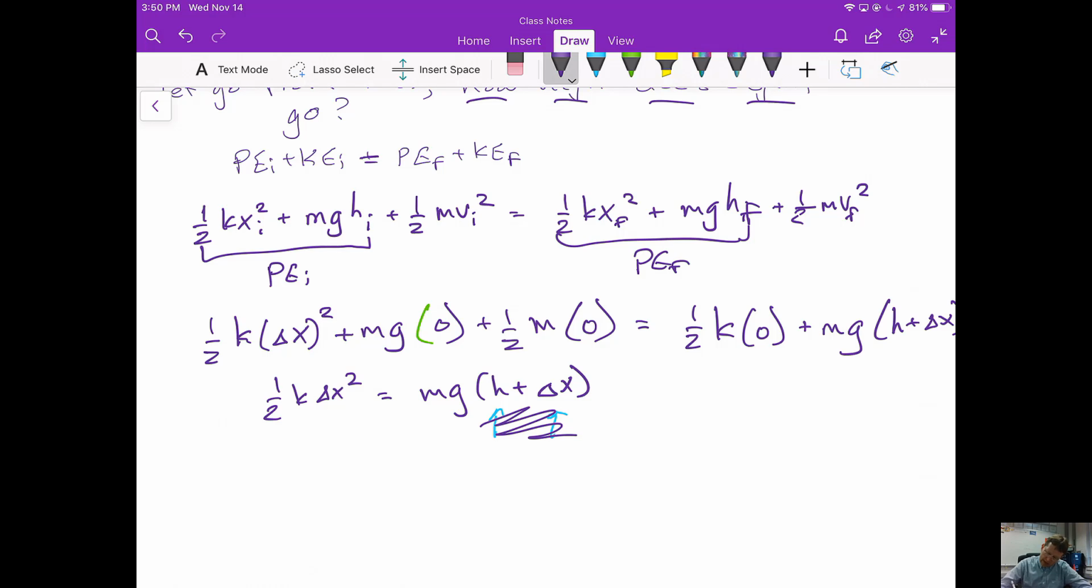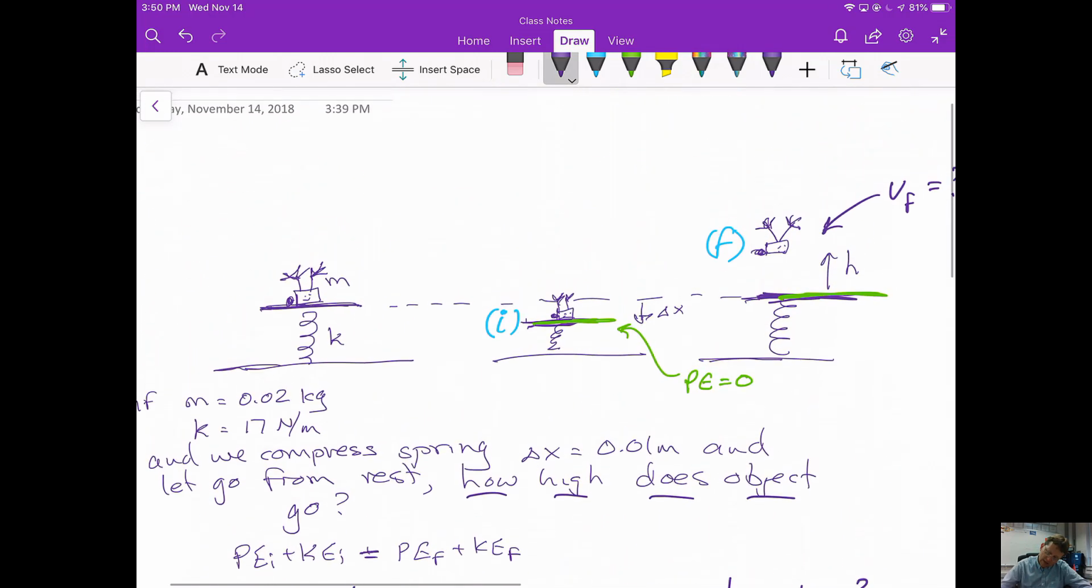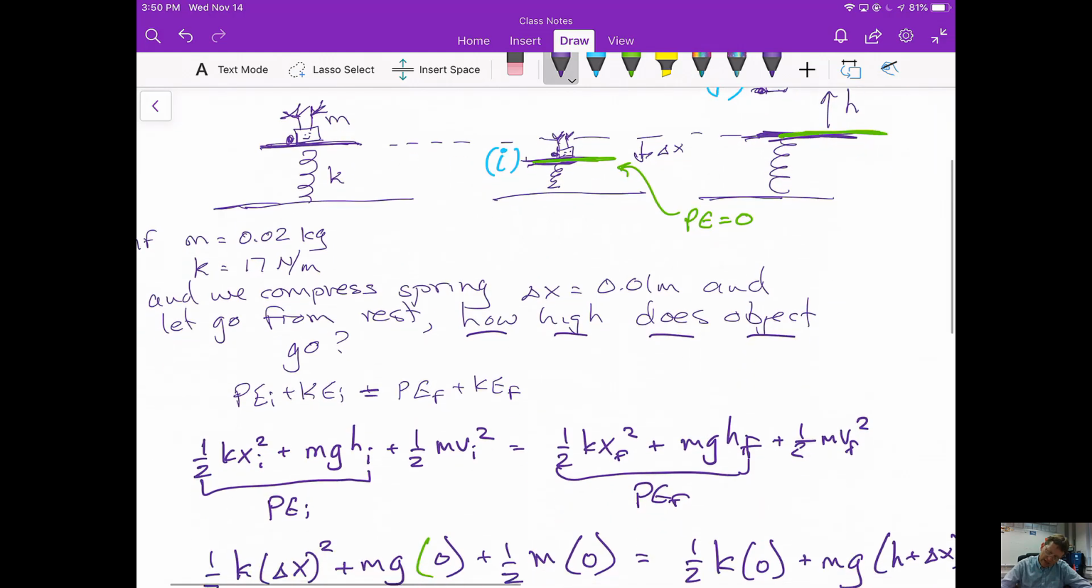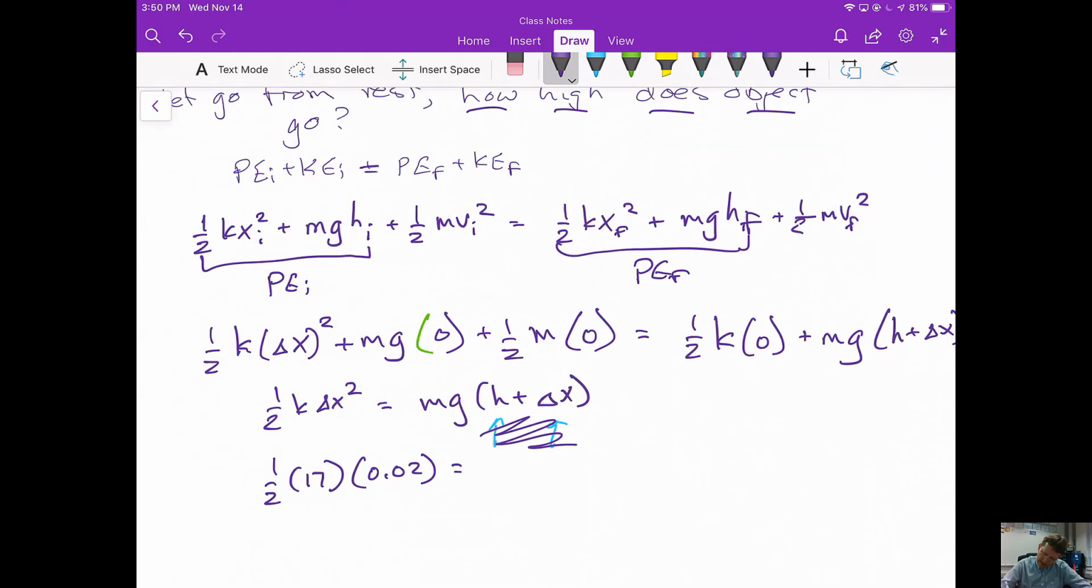So in this case, we've got 1/2 times 17, I'll leave off my units for speed, 17 newtons per meter times 0.02 meters equals the mass of Jack. Oh, I didn't give mass for Jack. I did give mass for Jack. And I gave the wrong delta x. Sorry, delta x is 0.01. Mass of Jack. Jack is small. Jack is a baby Jack. 0.02 kilograms times 9.8 meters per second squared times h plus 0.01.